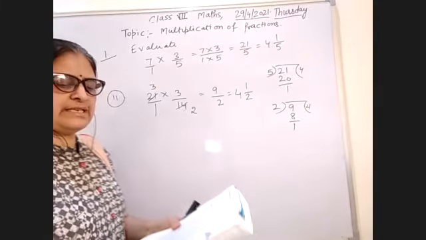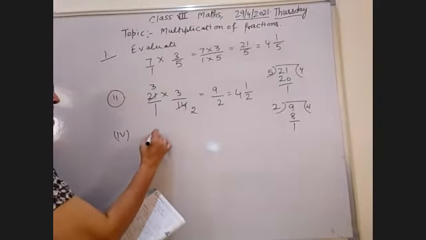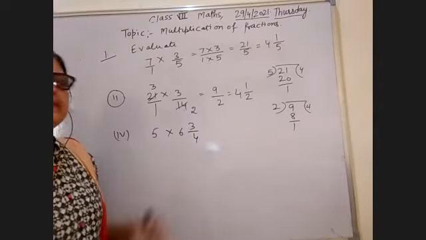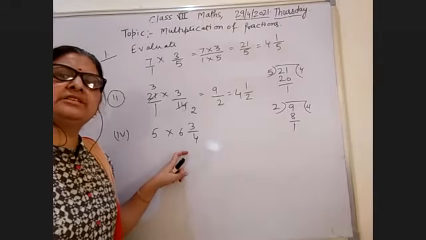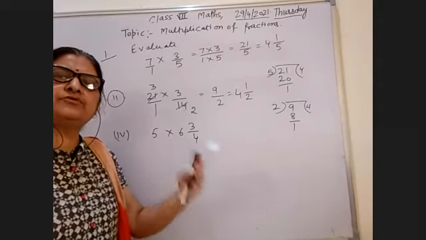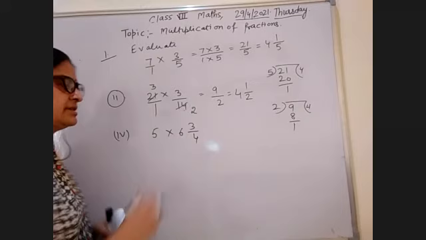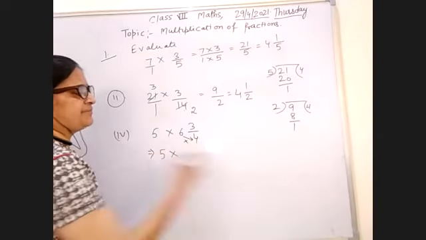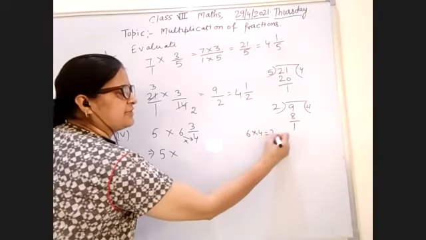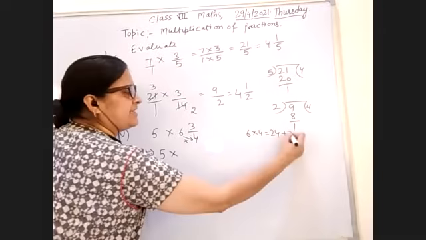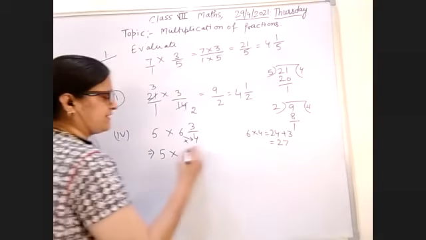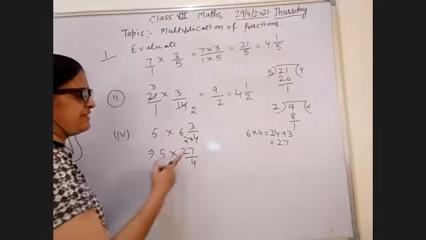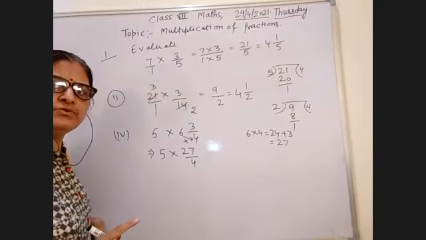One more question I am taking. Fourth question I am taking. Third question you will do it yourself. When a mixed fraction is given in the question, then you have to first convert it into the improper fraction. Then how will you convert it? 6 multiply by 4, it is equal to 24. And add 3 to 24, it is equal to 27. So 27 upon 4. You will write 6 and 3 by 4 is equal to 27 upon 4.